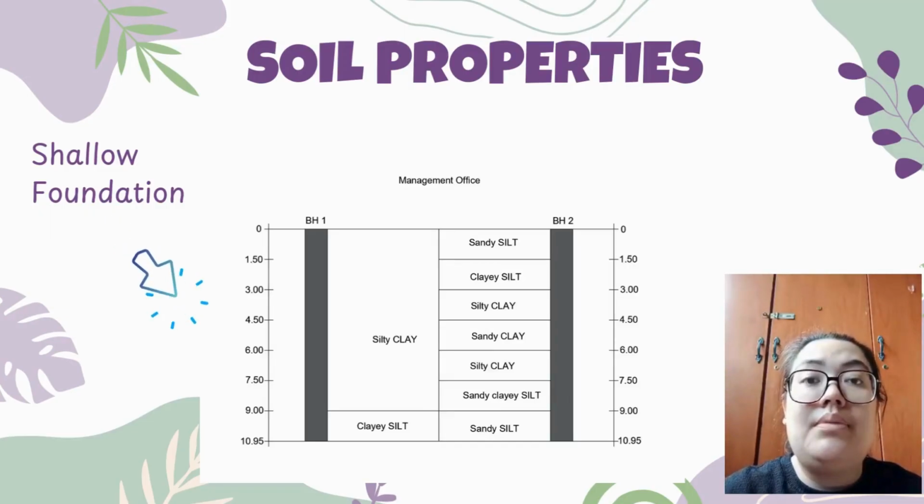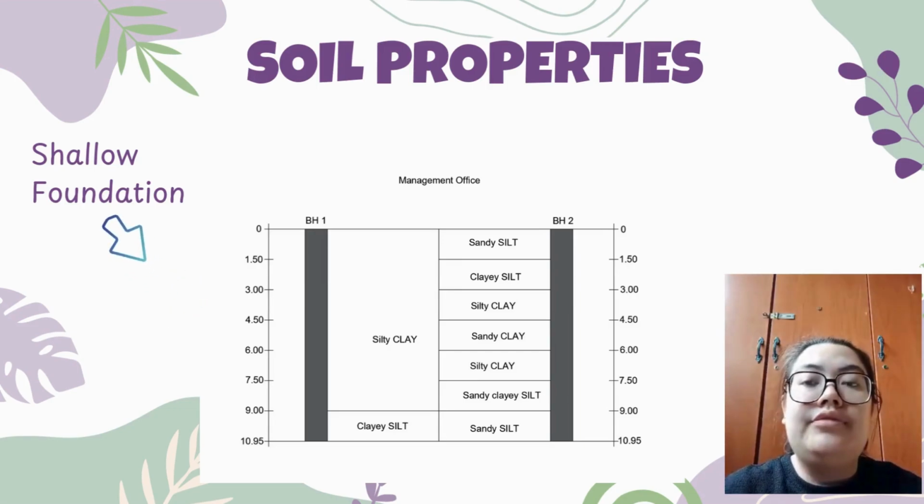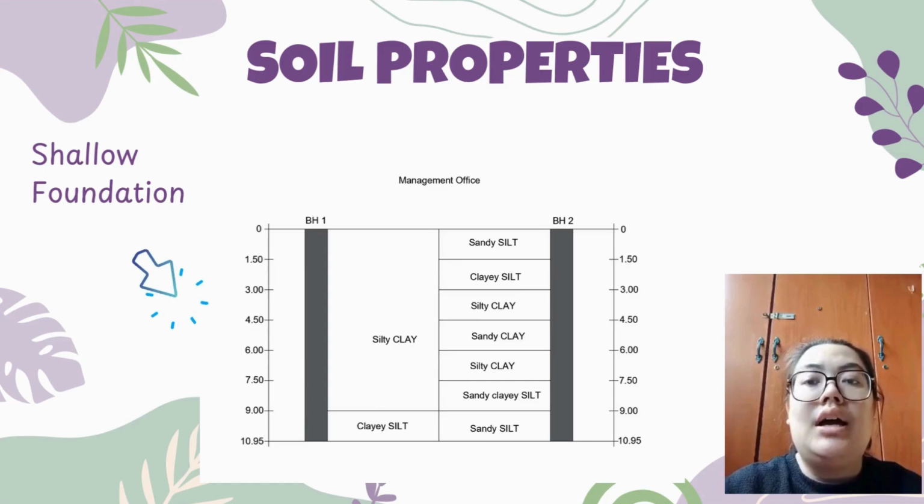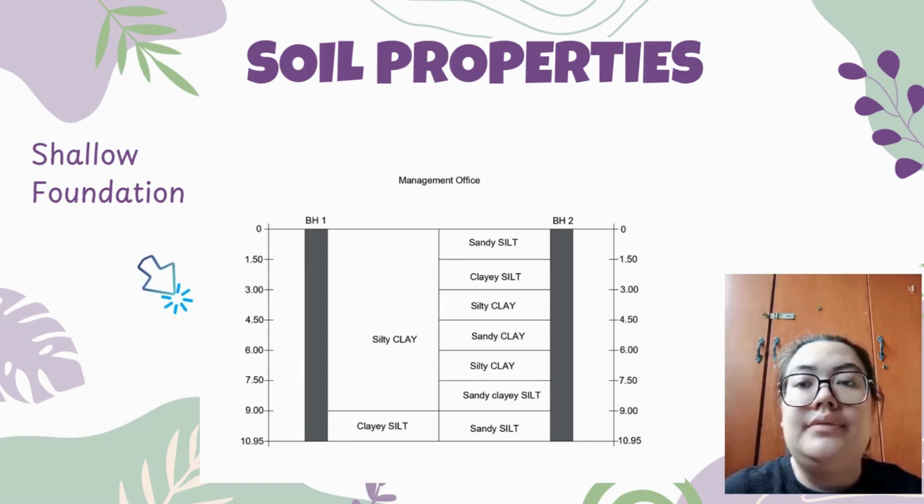Today I will present about the soil properties. First is for the shallow foundation. As we can see from the slide, for the shallow foundation we use two boreholes, borehole 1 and borehole 2. From the depth 1.5 meter to 9 meter, the soil becomes silty clay. Meanwhile, at 10.95 meter, the soil becomes glacial and harder.